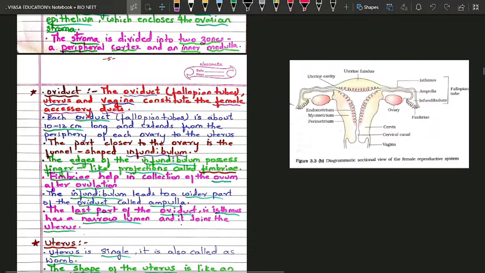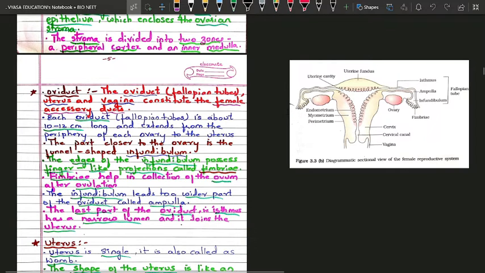The part closer to the ovary is called the funnel-shaped infundibulum. The edges of the infundibulum possess finger-like projections called fimbriae. This area is the infundibulum, and the end part of this is called the fimbriae.